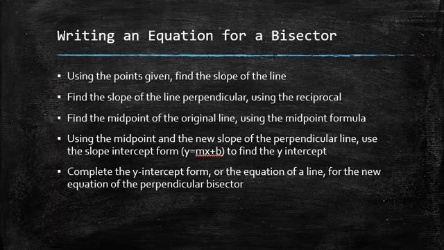Then find the midpoint of that segment. Using the midpoint formula and the slope you found for the perpendicular line, plug it into the slope-intercept form and find the y-intercept of that equation. You now have all the parts necessary to write the equation of a line for the perpendicular bisector.